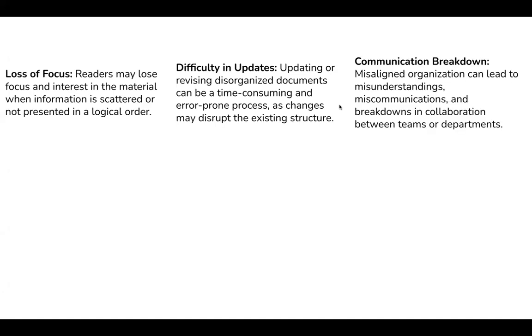So the next one is communication breakdown. Misaligned organization, which means bad organization of the documents, can lead to misunderstandings, miscommunication, and breakdowns in collaboration between teams or departments, right? So if the document is not organized properly, people tend to misinterpret it as we've seen earlier, and they might just understand it in a specific way and just go with that. And some other person will understand it in another way and go with that.